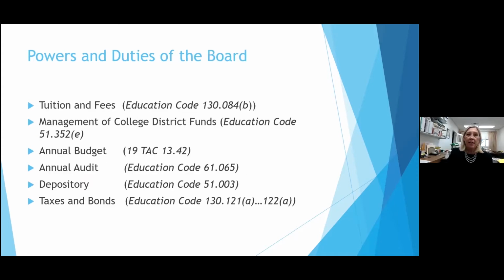Included in the legislated responsibility of the community college board member are setting tuition fees for the institution, management of college district funds, approving an annual budget, selecting an auditor for an annual audit, selecting a depository institution, and setting tax rates and approving the sale of bonds.